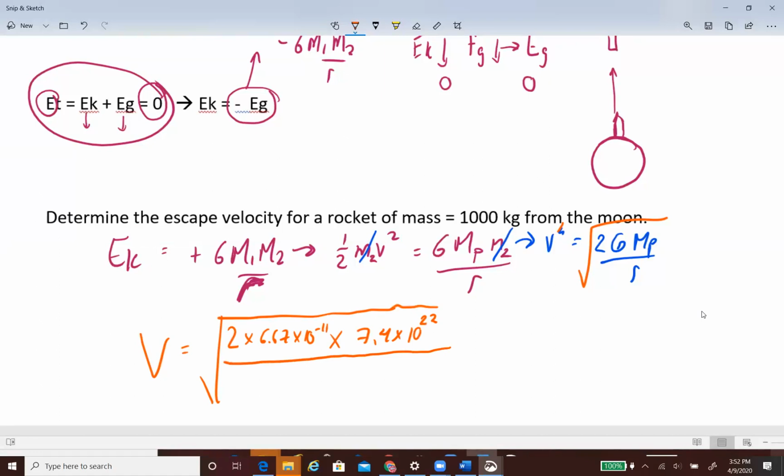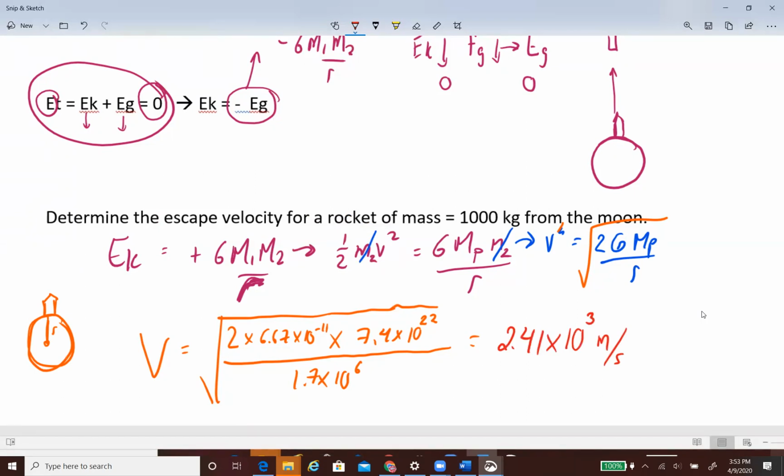over the radius of the moon. We have to assume that the rocket is starting off at the surface of the moon, so the distance to the center is simply the radius. And the radius of the moon is 1.7 times 10 to the 6 meters. That would give me an escape velocity of about 2.41 times 10 to the 3 meters per second.